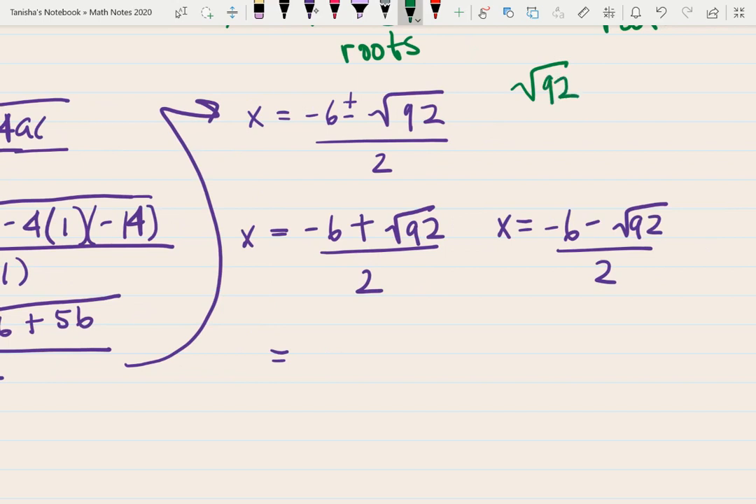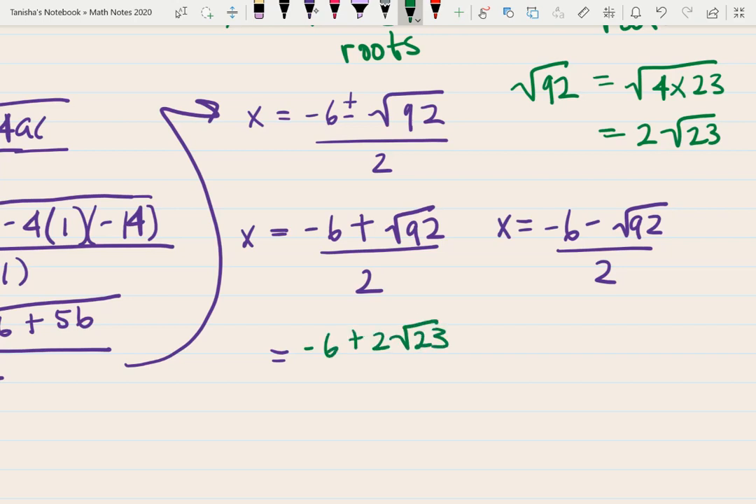Root 92 can be broken down into the square root of 4 times 23. And because we can square root 4 to give us a whole number, that's going to give us 2 root 23. So you can leave it as a radical expression. So x equals -6 plus 2 root 23 divided by 2. And x equals -6 minus 2 root 23 over 2.